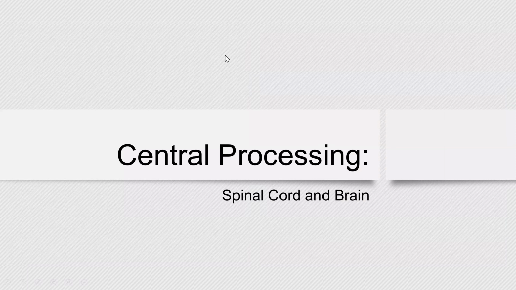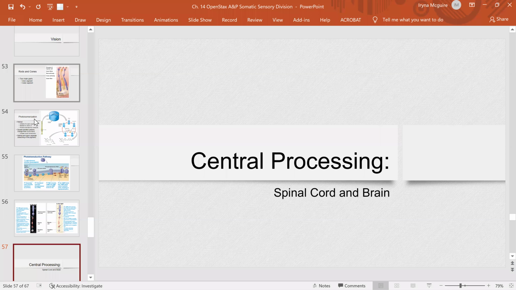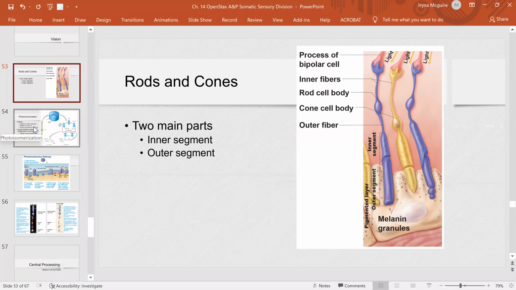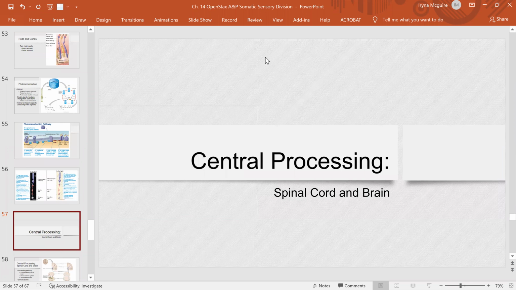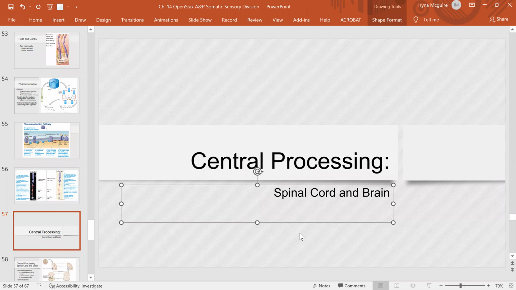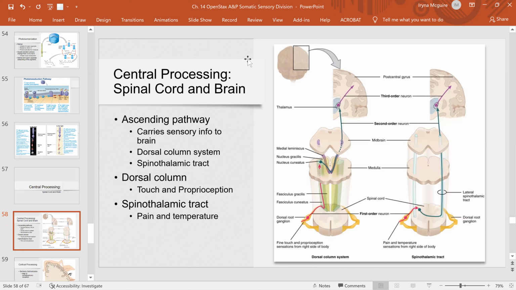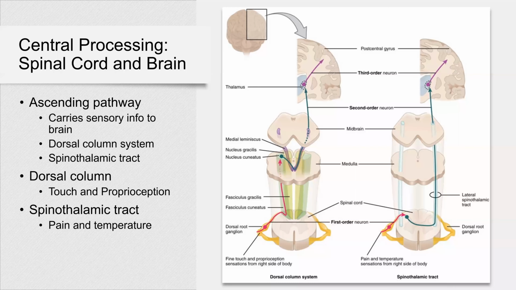Okay, so what we covered in vision, right? The phototransduction pathway. We also mentioned bleaching of the pigment that actually starts this phototransduction. Now we will talk briefly about central processing. So not only do you need to excite and activate your receptor cells, right? You also need to send this signal to the brain. So let's see how that happens.